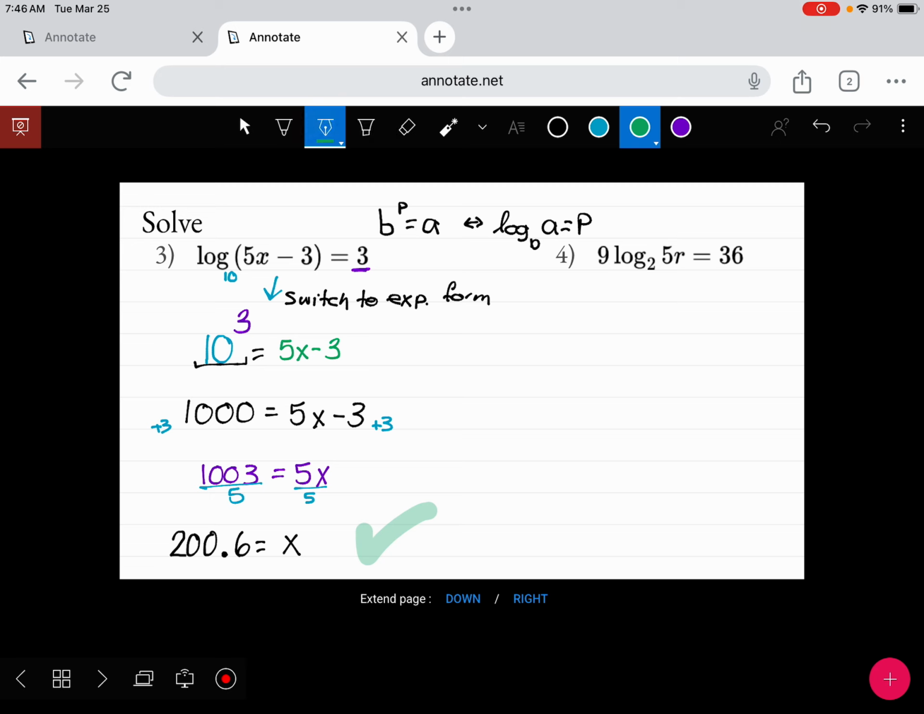All right, the next one, we have a couple of options. You're going to get to the same answer easy either way. One of them is easier than the other. What's our instinct with number 4? What do we notice? Oh, there's a 9. There's a 9 in the front. What can we do with that 9?